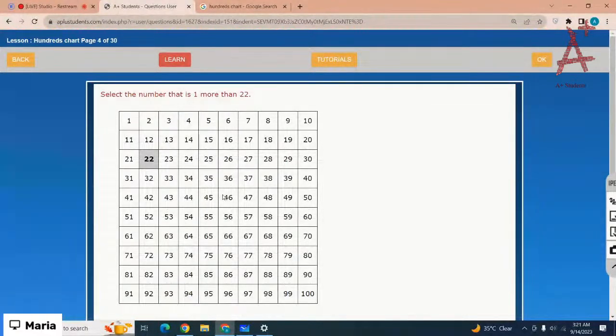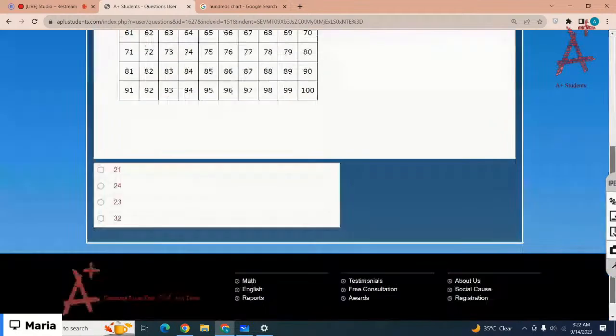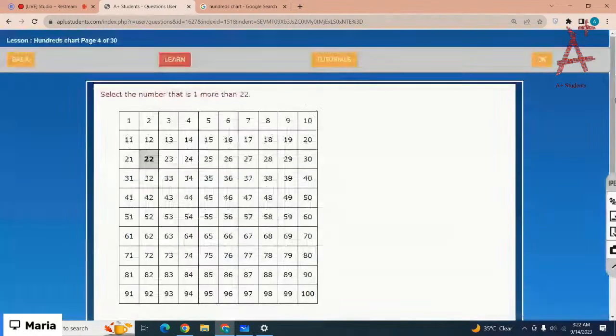Select the number that is 1 more than 22. So which is the correct option? So 1 more than 22, you move right from 22, right? Just one block right, that would be 23. So the correct option is 23.